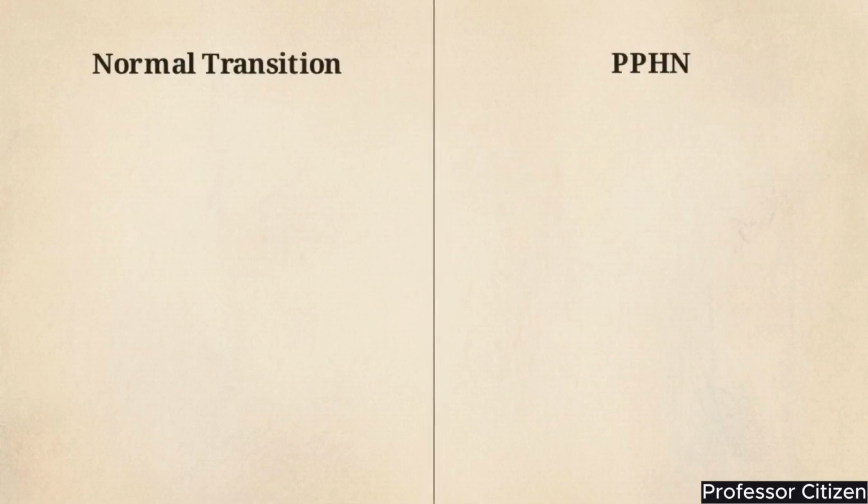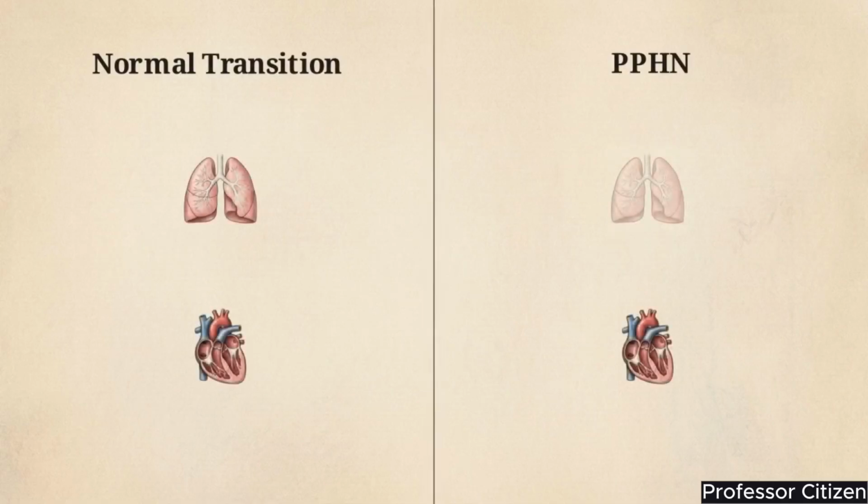This animation demonstrates the difference between a successful and a failed fetal to neonatal circulatory transition. On the left, a normal newborn transition routes blood directly into the lungs for oxygenation. On the right, a term or post-term infant experiences persistent pulmonary hypertension of the newborn, or PPHN. Here, the transition completely fails, and blood bypasses the lungs to mix directly into the systemic circulation.